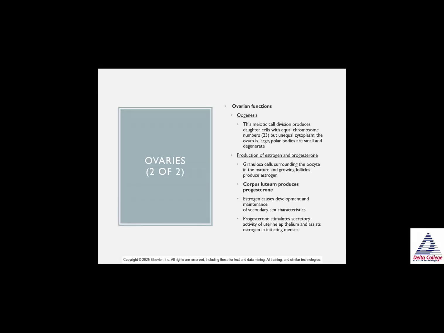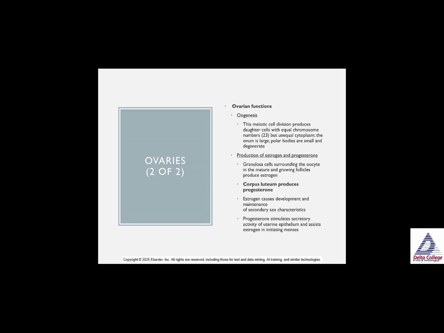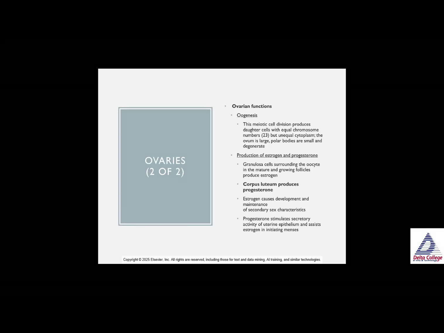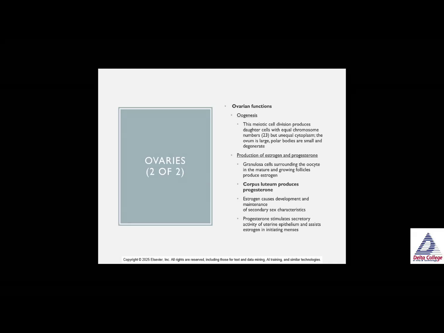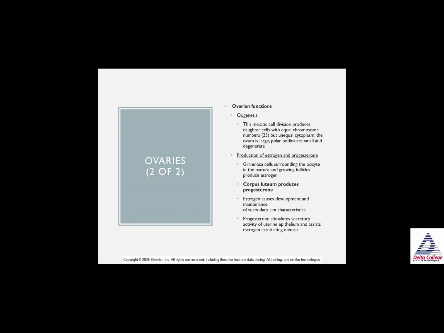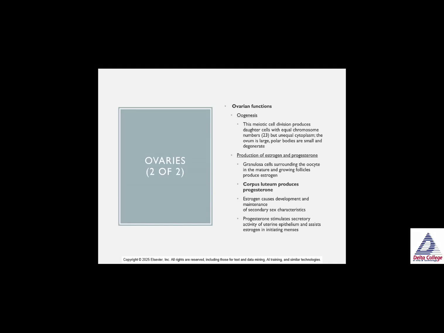Ovaries are very important in the production of estrogen and progesterone. Granulosa cells surrounding the oocyte in the mature and growing follicles produce estrogen. The corpus luteum produces progesterone. Very important. Estrogen causes the development and the maintenance of secondary sex characteristics that are the more feminine features. And progesterone stimulates secretory activity of the uterine epithelium and assists estrogen in initiating menses.